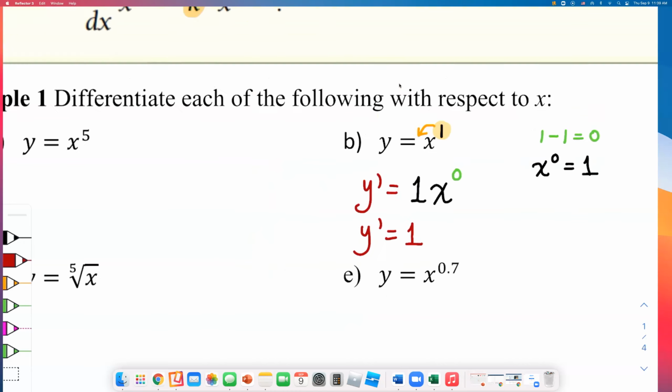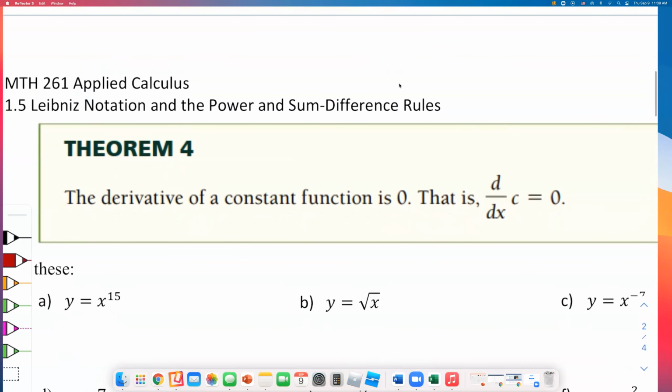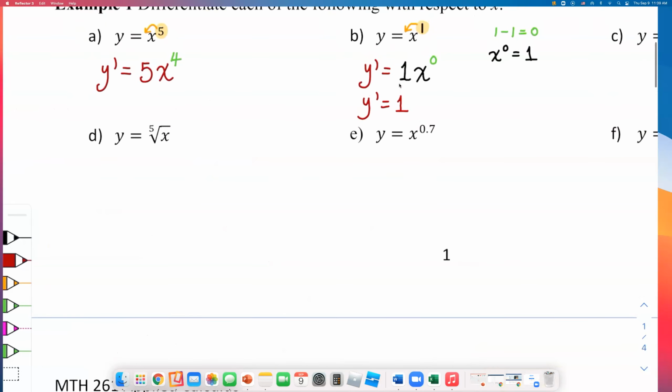And I think that is in another theorem. Oh yeah, right here. Oh no, never mind. That is about the derivative of a constant. All right, let's keep on going.